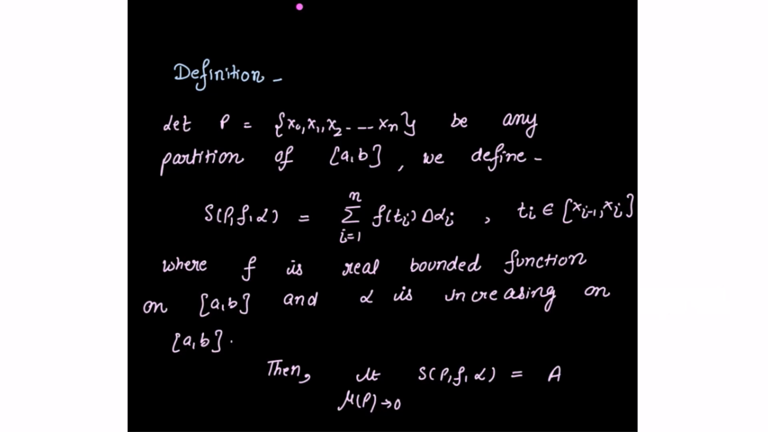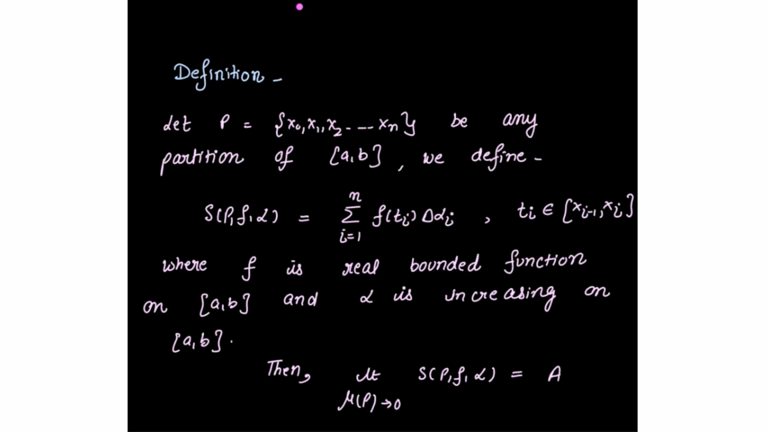Definition: let P be a partition of the closed interval [a, b]. We define S(P, f, α) equal to the summation i going from 1 to n of f(t_i) Δα_i, where t_i belongs to the closed interval [x_{i-1}, x_i], f is a real bounded function on the closed interval [a, b], and α is increasing on [a, b]. Then, if I take the limit as μ(P) tends to 0 of S(P, f, α), this will be equal to A. Now what is μ(P)?